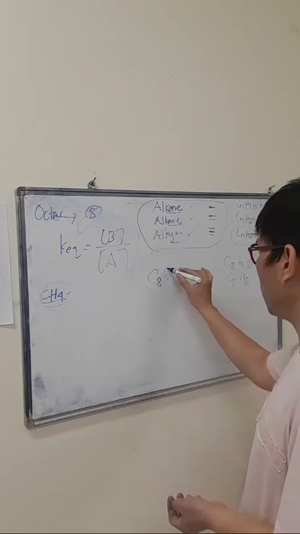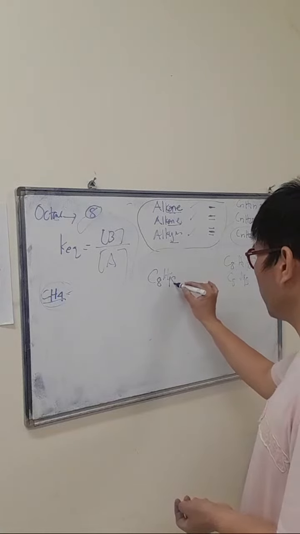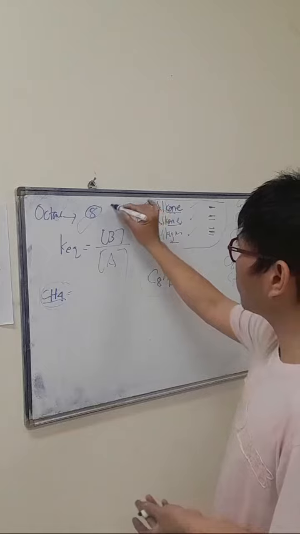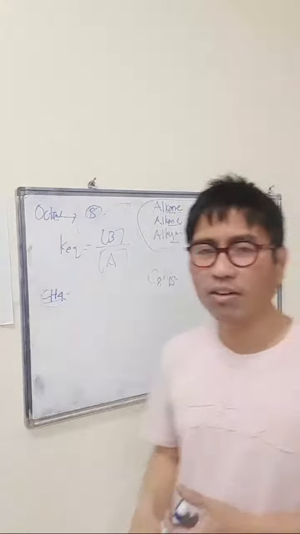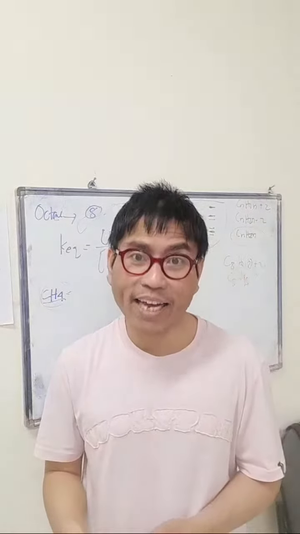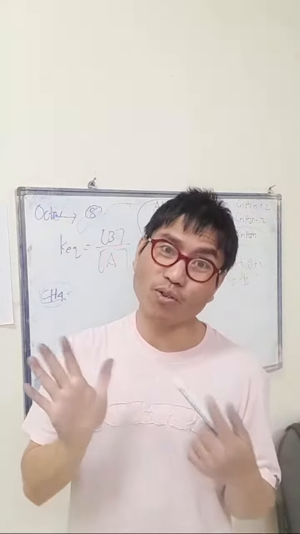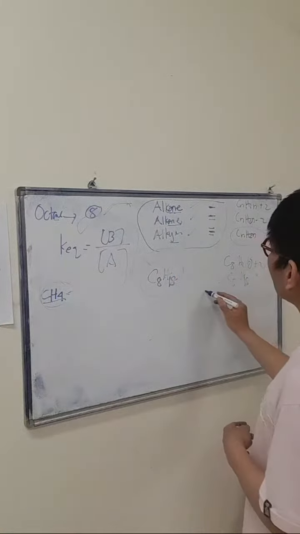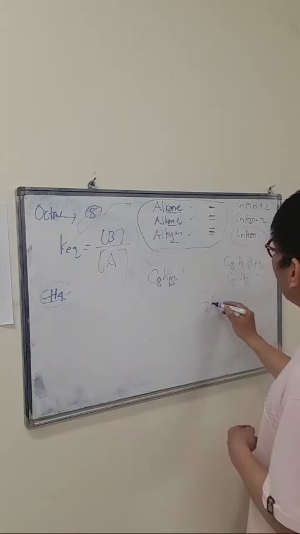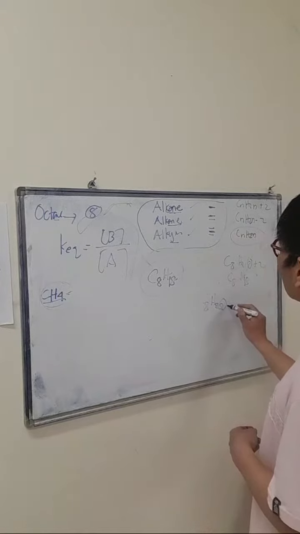C8H18 is the gasoline. Now, first is the formula for octane, or gasoline. If I say octane, it means a double bond, so we will use the same number of carbon atoms. Using this formula, C8 H2n minus 2.